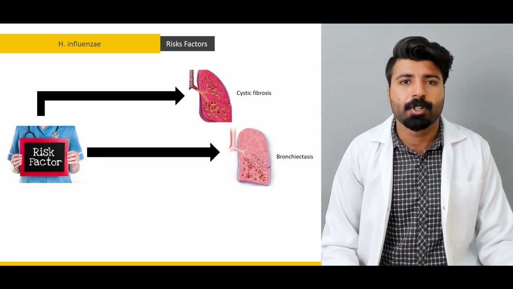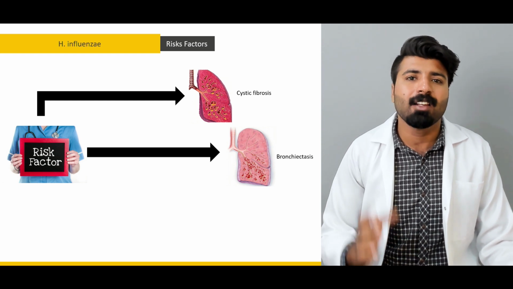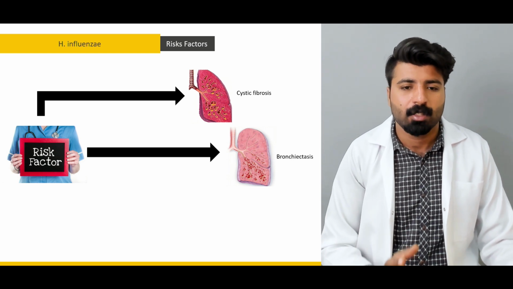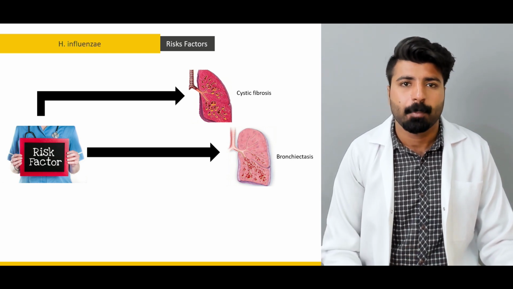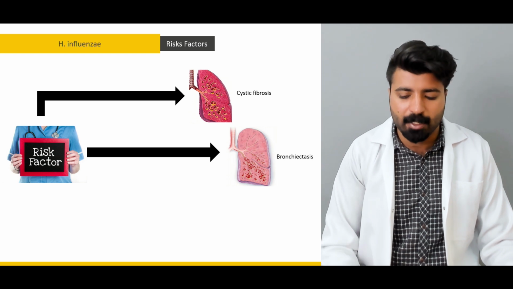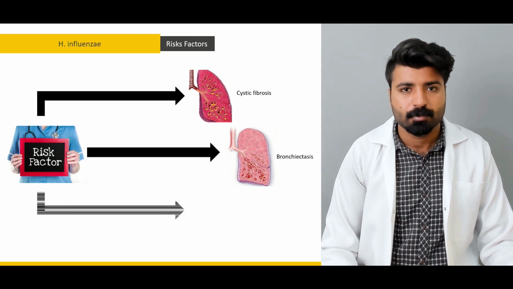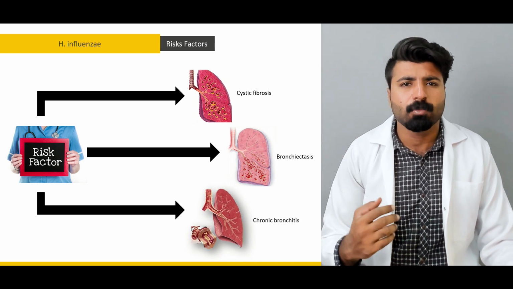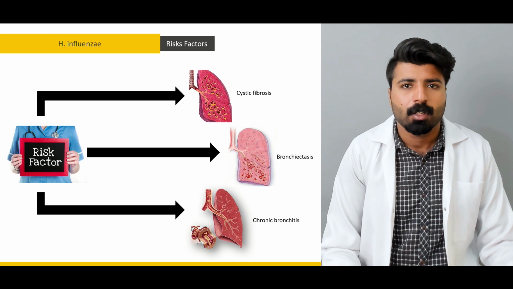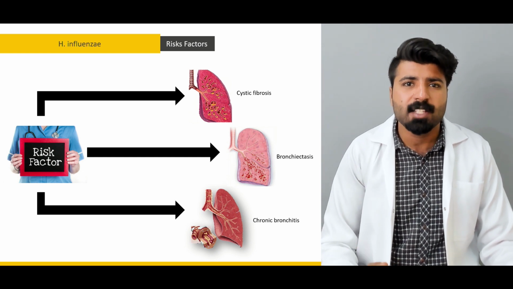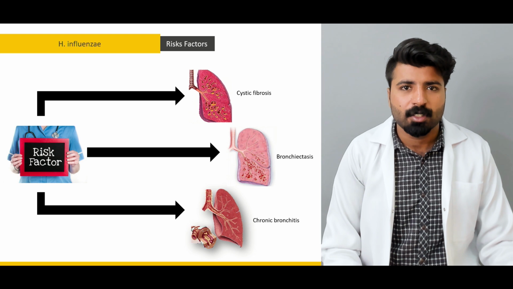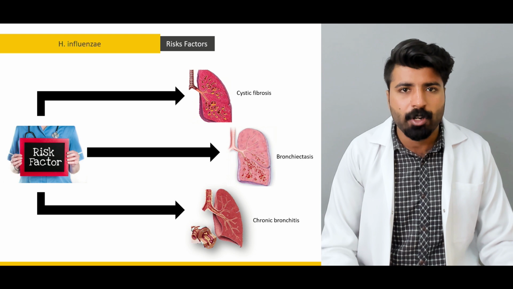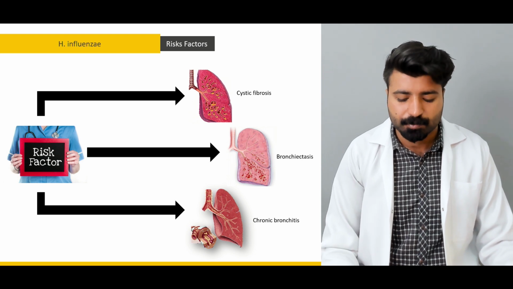What else? Bronchiectasis. Any other lung pathology that's happening inside the lung, H influenza is going to take the benefit out of it because your system is already being affected. Chronic bronchitis. Next is chronic bronchitis. Because it's a chronic condition, it has your immune system down on its knees. So one way or another, it will cause pneumonia due to H influenza.